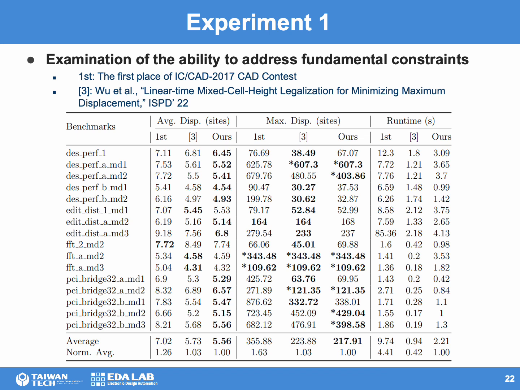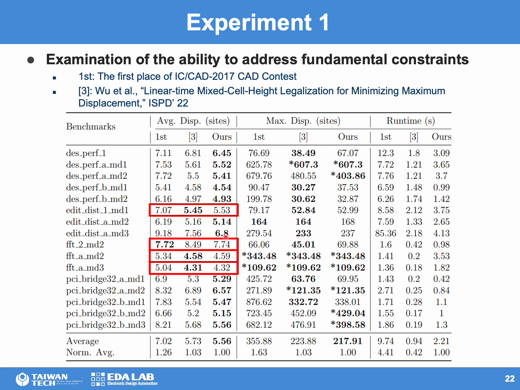Here are the results of the first experiment. The first place represents the winner in the ICCAD contest, while reference 3 is a paper published at 2022 ISPD, which is currently one of the best mixed cell height legalization algorithms. In the table, bold forms indicate the best result of each metric. Our algorithm achieved the lowest average displacement across nearly all designs. There are only 4 cases where we did not achieve the best result, but the differences are very small.